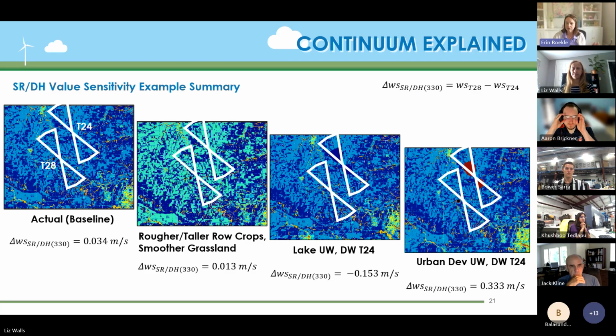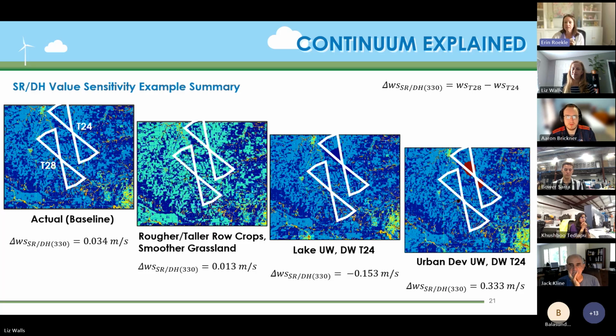And so just to put everything onto one slide so you can see it all right next to each other, here is the change of wind speed just due to those surface roughness, both upwind and downwind components. Again, between our baseline, and then when we changed the row crops and made smoother grasslands, when we added in the lake at T24, and the urban development, those big cities, both upwind and downwind of T24. So it does make a difference.